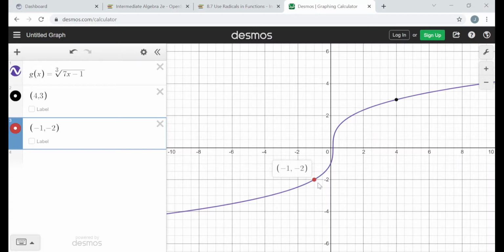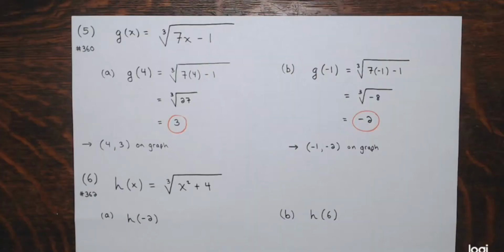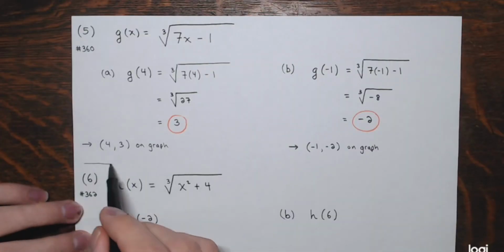Once again, if it weren't on the graph, then you realize, oh, I have a problem. Either I typed something in wrong or I wrote something wrong. But this is a good way to check your work. Wonderful. Next question.